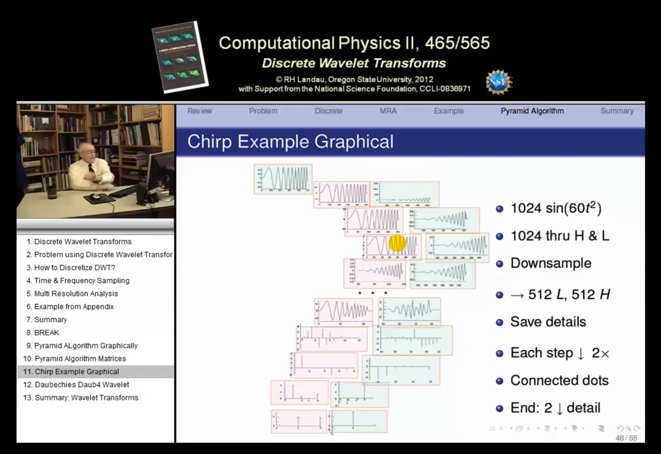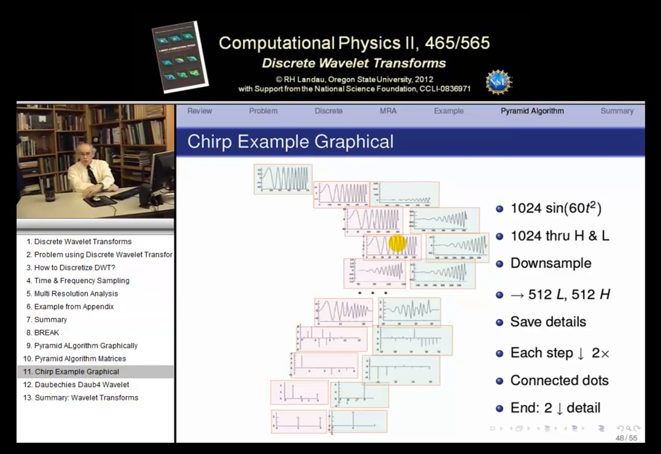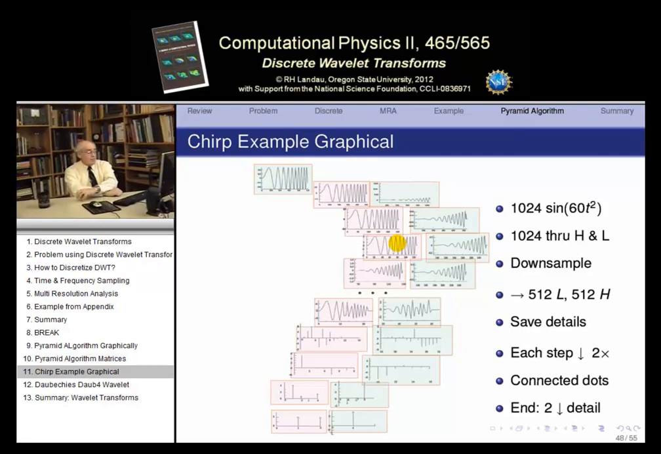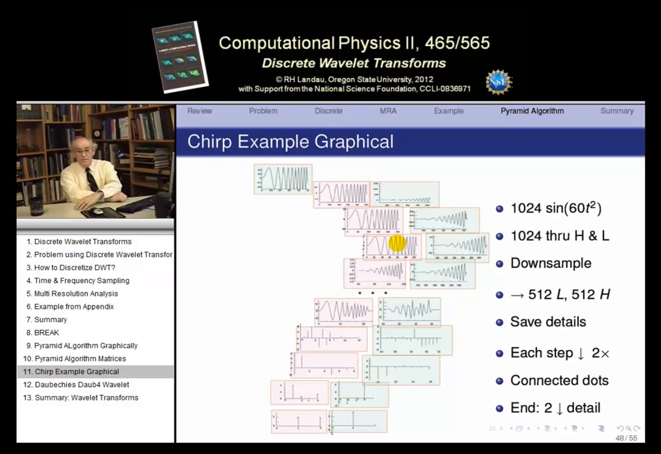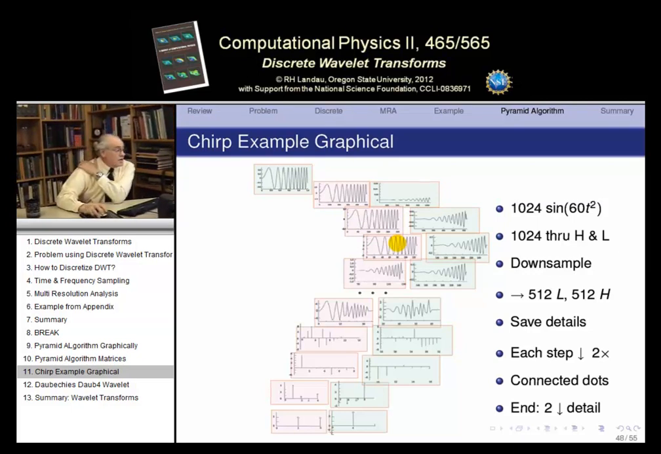Now this is identical to what I've said on the last 2 slides. One I showed you how it was done by matrix multiplication, the other with a filter tree. Here is showing you the same thing. It's just showing you the output at each step of the process of the signal. So we start up here on the upper left with a green, that's our full chirp signal, sine of 60 t squared. So it has one frequency here and the frequency changes.